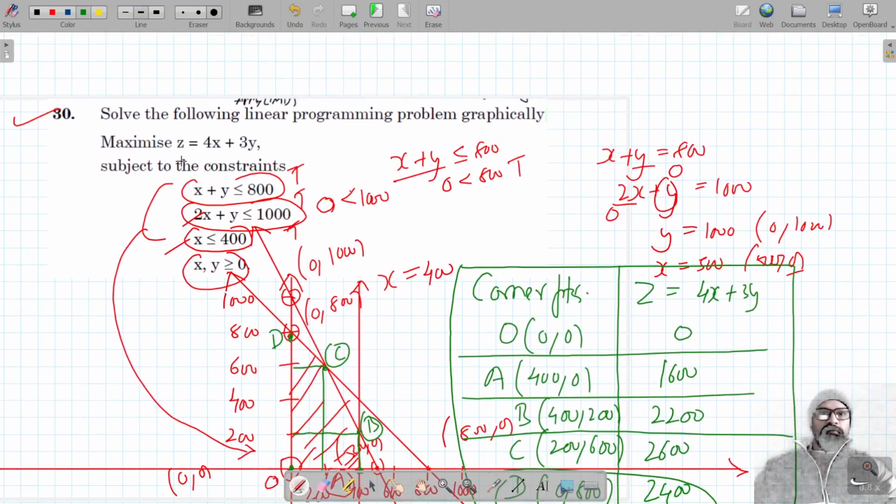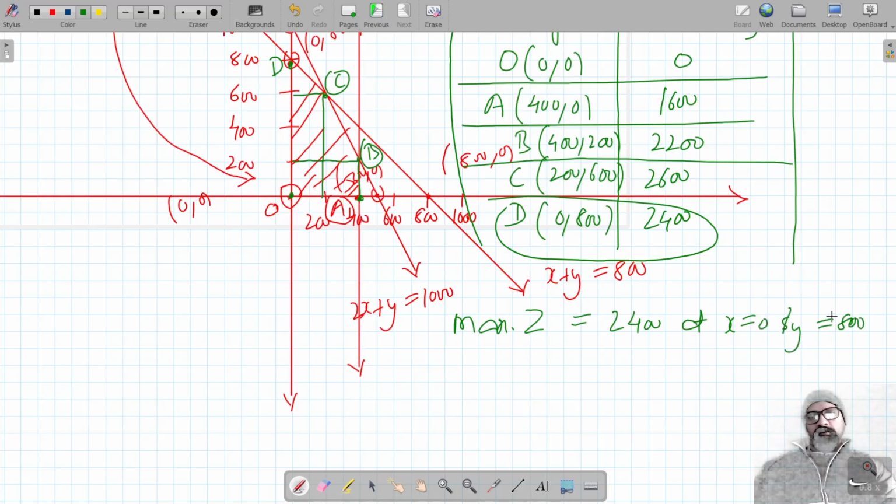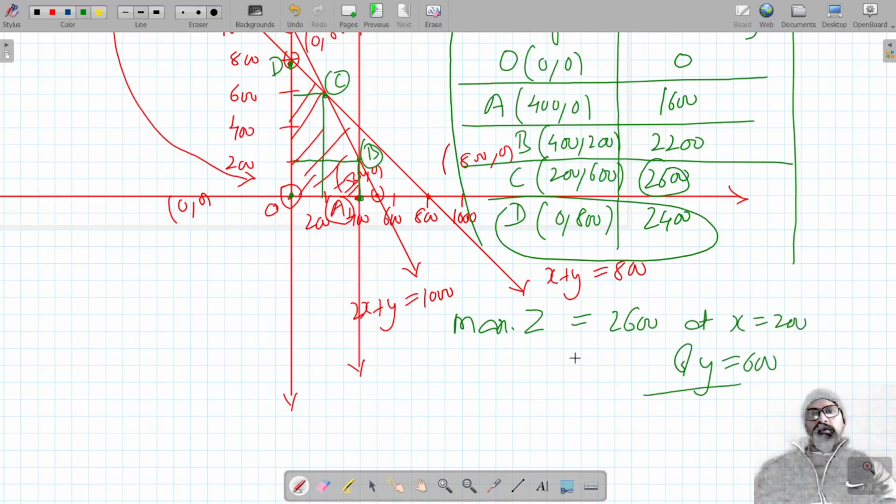So we have solved this. Maximize Z is equal to 2400 at X is equal to 0 and Y is equal to 800. Sorry, that's not the maximum value; the maximum value is 2600, which is at X is equal to 200 and Y is equal to 600.